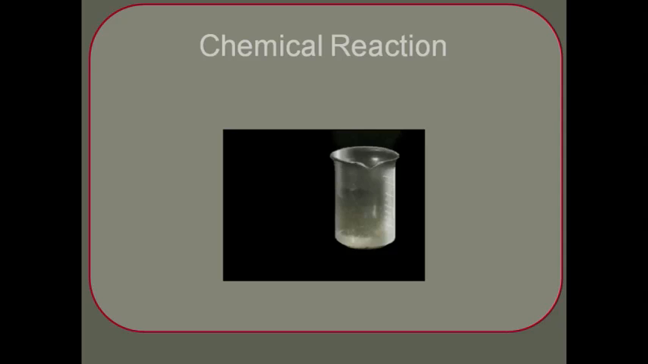So you can see that aluminum, if we think of aluminum foil, is a silvery metal. Bromine is a reddish-brown liquid, and we combine them together and we get this crystalline white solid.